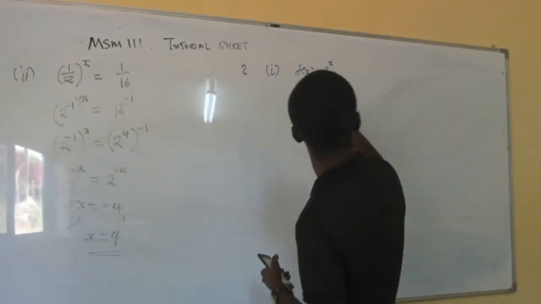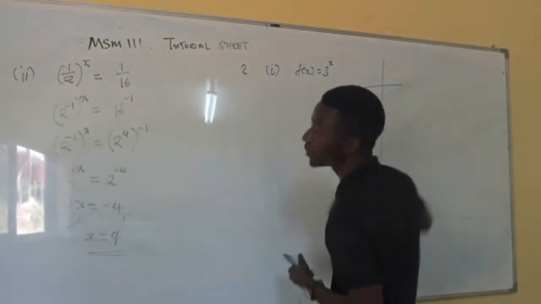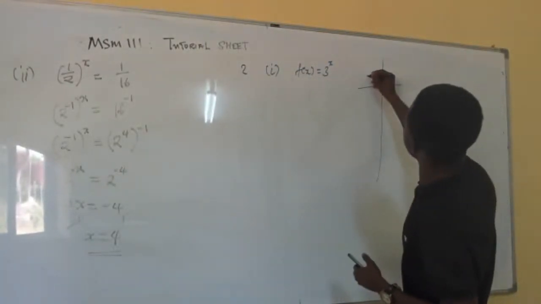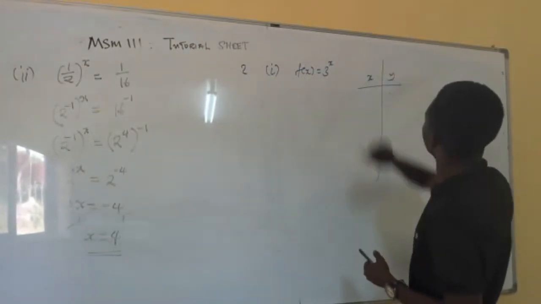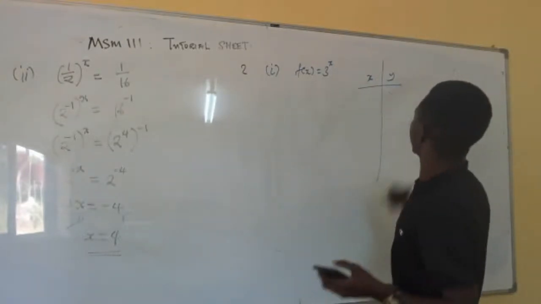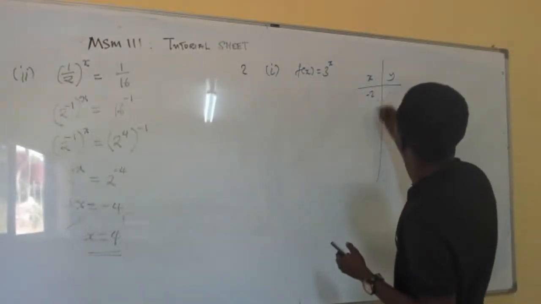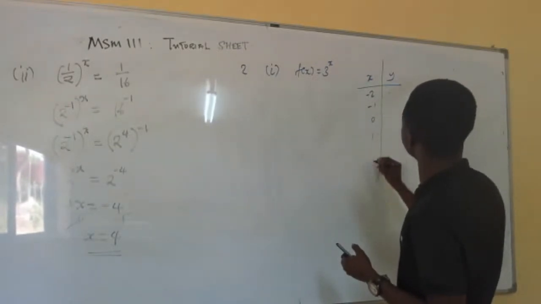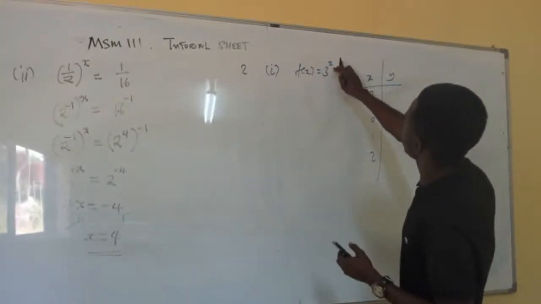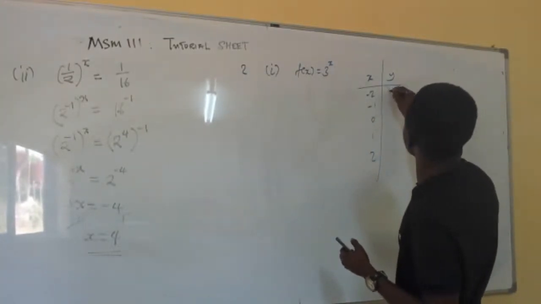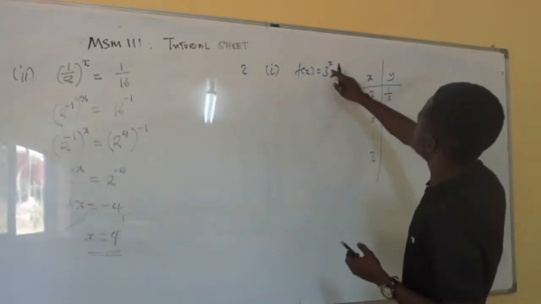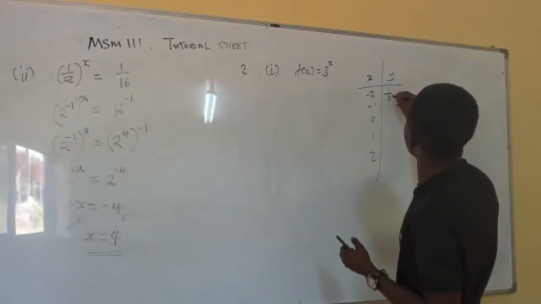To sketch this one, you have to consider the table of values. Very important. So in the table of values, we have x and y. You can choose the numbers you want to work with. For me, I've chosen -2, -1, 0, 1, and 2. Now if we substitute -2 for x, we get 1/3 to the power 2.